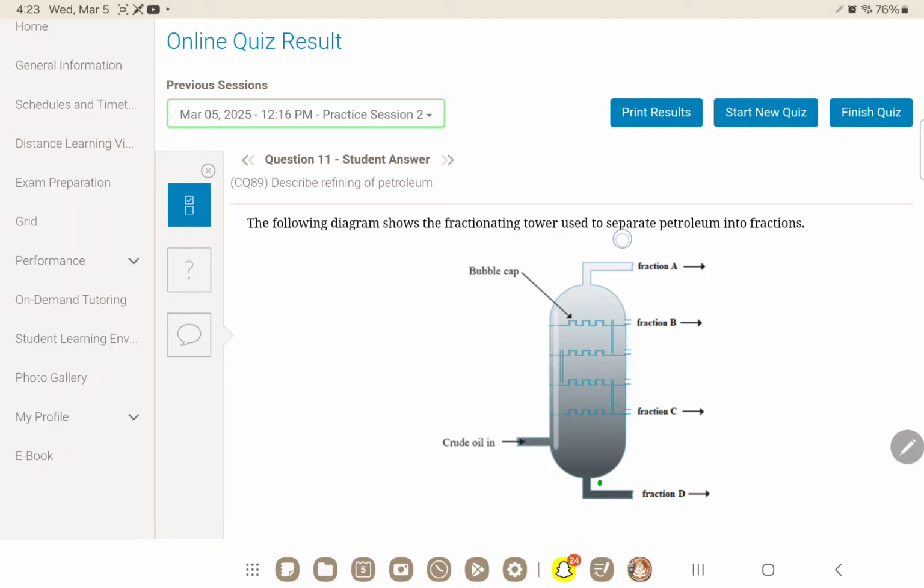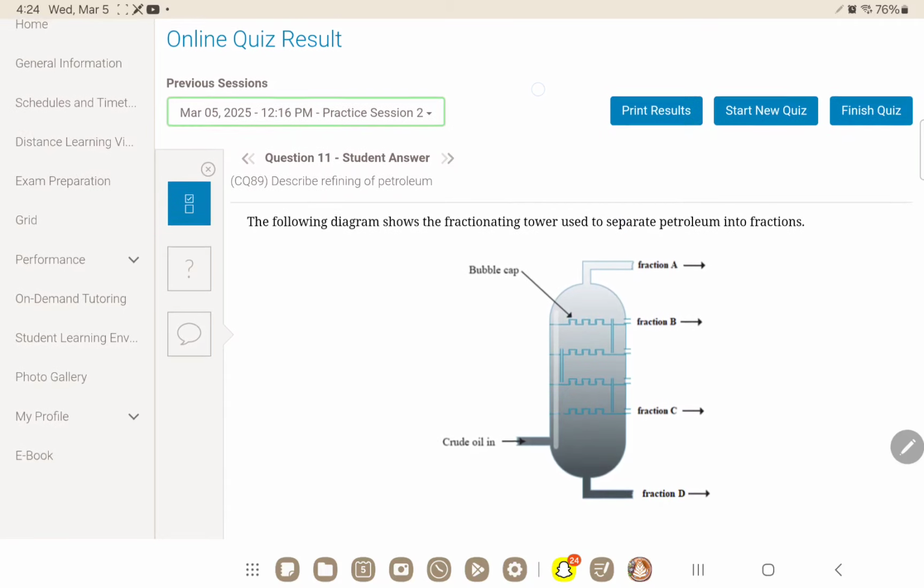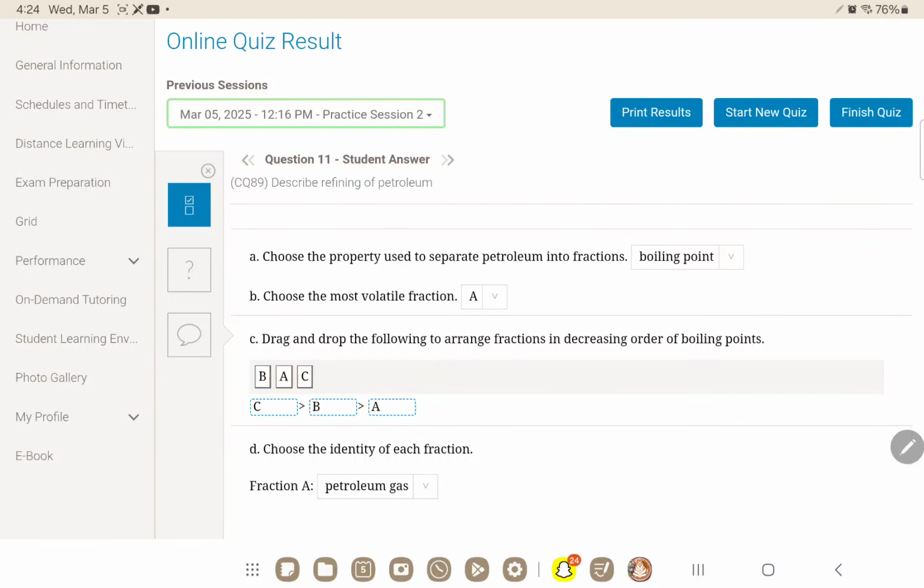The most dense one isn't going to evaporate, so it's just going to leave from D. Now let's see. You're testing their boiling points in a fractionating column. The most volatile is going to be the highest one, A.